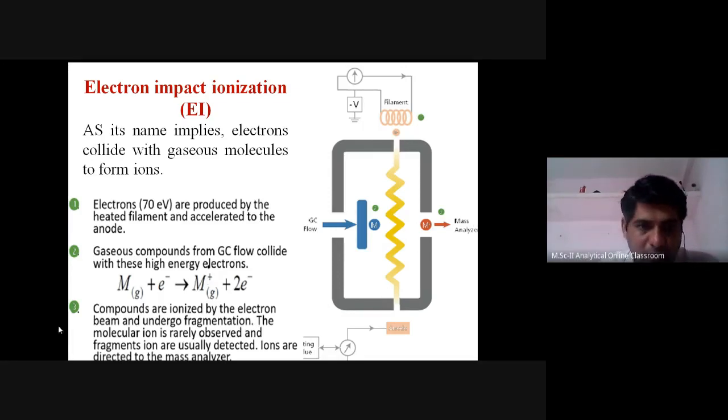This molecular ion is rarely observed. What is the meaning of the molecular ion being rarely observed? If it is stable, then there will be a peak in the mass spectrum. If it is not stable, you cannot see it, or there will be a small peak for the molecular ion, which is hard to detect. That's why it is said the molecular ion is rarely observed, and the fragment ions are easily detected, and the ions are directed to the mass analyzer. So always remember, the peak for the molecular ion is very small compared to the peak for the fragments, because these molecular ions are much less stable.